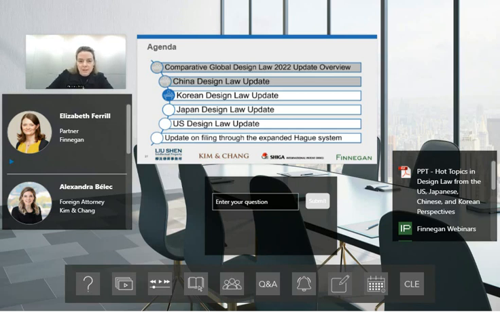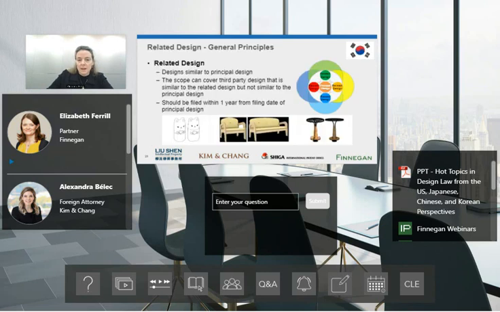So let's start. The first amendment that I want to discuss today concerns related design. And before I get to the actual amendment, I thought it would be worthwhile to briefly review the concept of related design in Korean law, because there are not that many jurisdictions that have adopted a similar system.